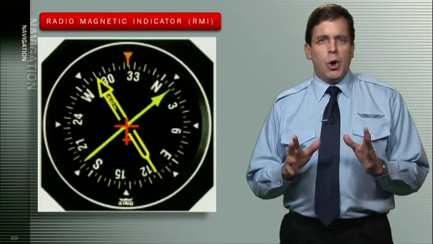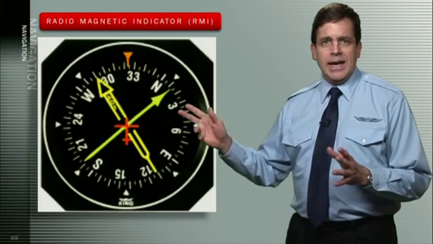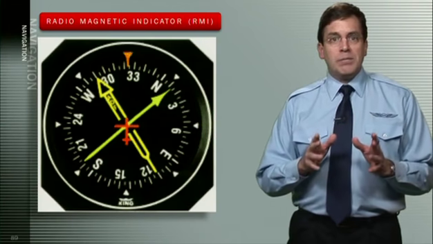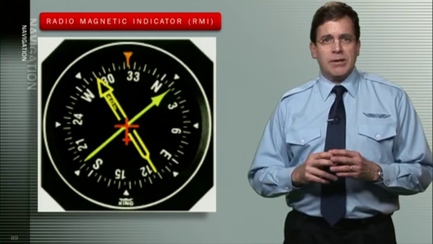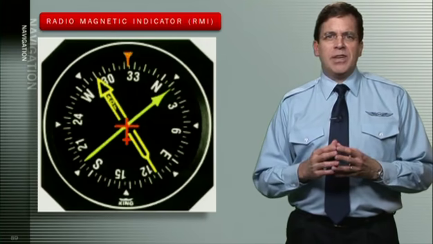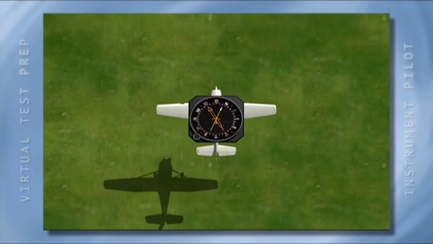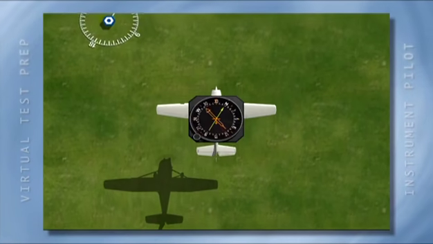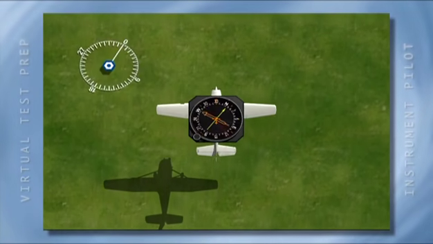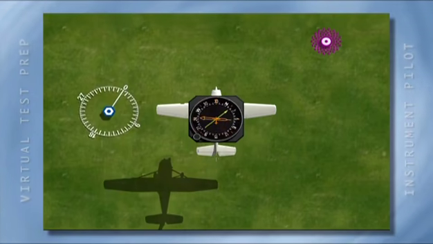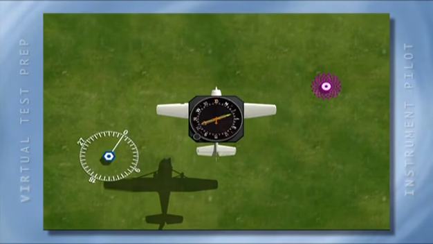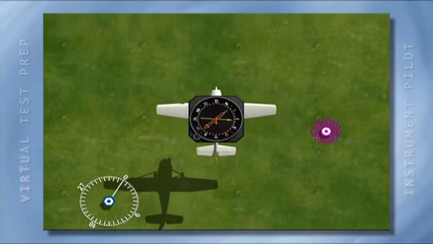The ADF needle always points to the NDB, and the VOR needle always points to the VOR station. You can also use the ADF needle to point to a VOR. The same is true for the other needle. It can also point to either nav aid. That's what makes the RMI so useful. It points to two VORs or two ADFs or one of each.